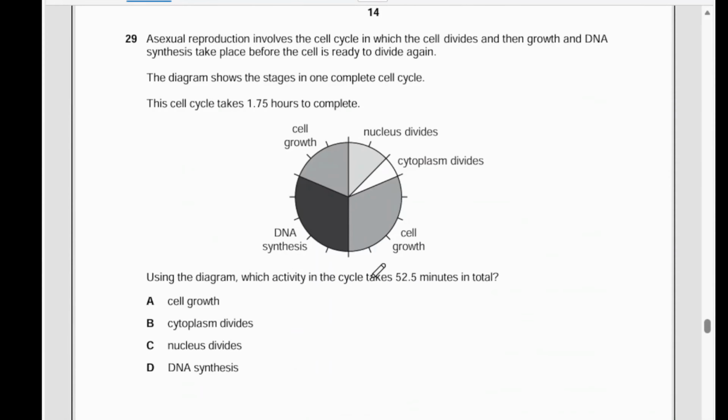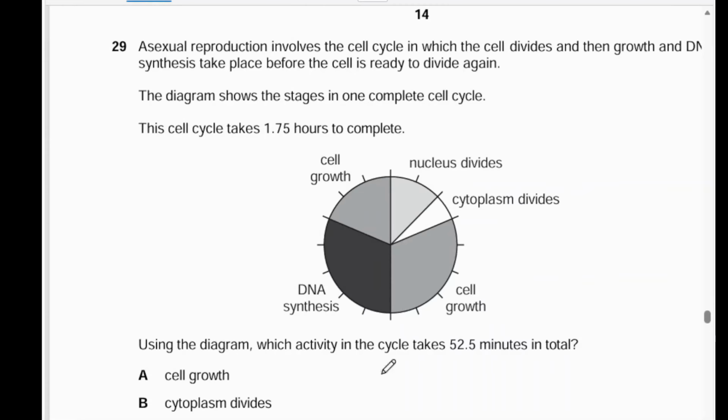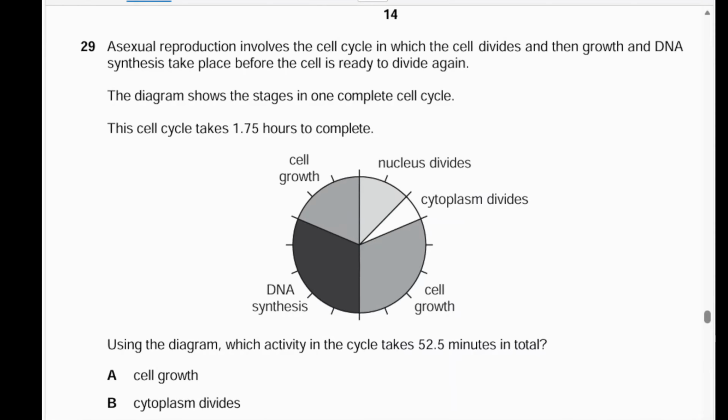Okay, asexual reproduction involves the cell cycle in which the cell divides and then grows, and DNA synthesis takes place before the cell is ready to divide again. That is replication. A diagram shows the stages in one complete cycle. A cell takes almost 1.75 hours to complete. Using the diagram, which activity in the cycle takes 52 minutes?